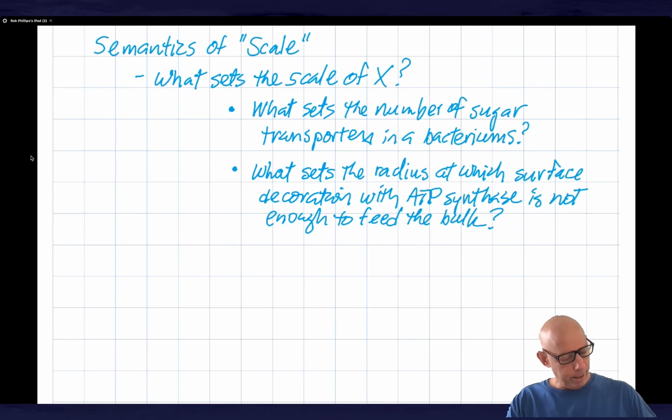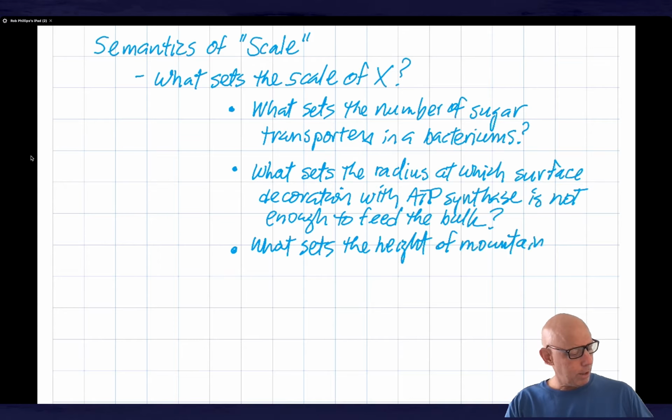And then, for kicks, I had mentioned what sets the height of mountains. And this one might seem like it's not an appropriate question in this course, but I actually think it is, because it's a similar question to what dictates the height of the tallest tree in the world, which is, I think, called Hyperion in California. It's a redwood. Or what sets the scale of the radius of the bones of the leg based on the size of the animal, and so on.